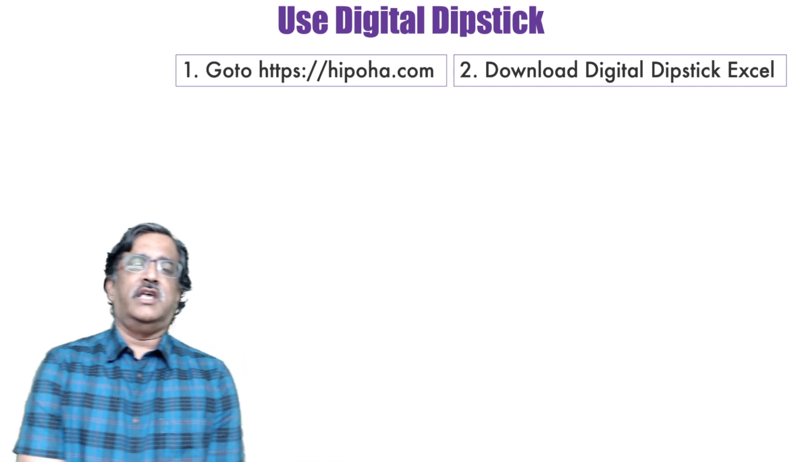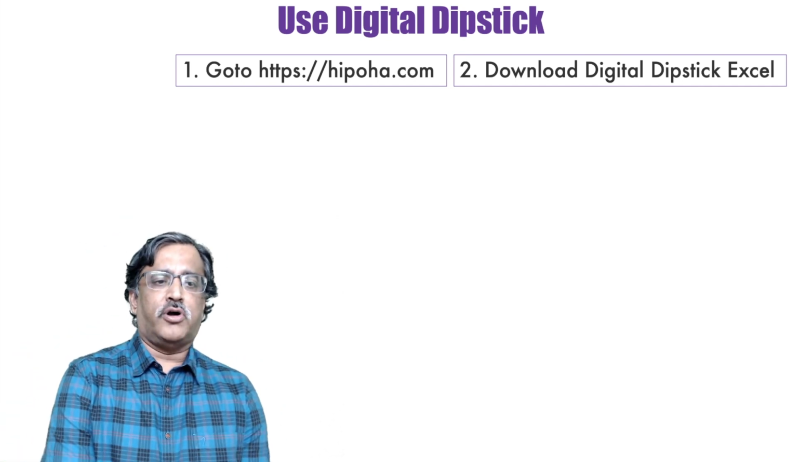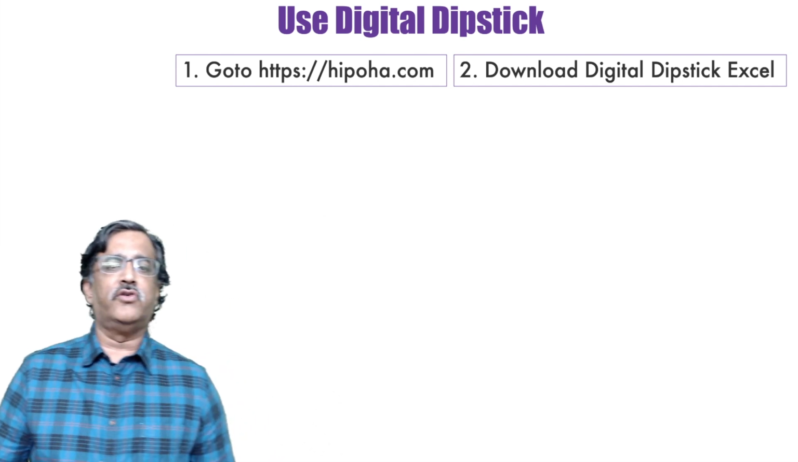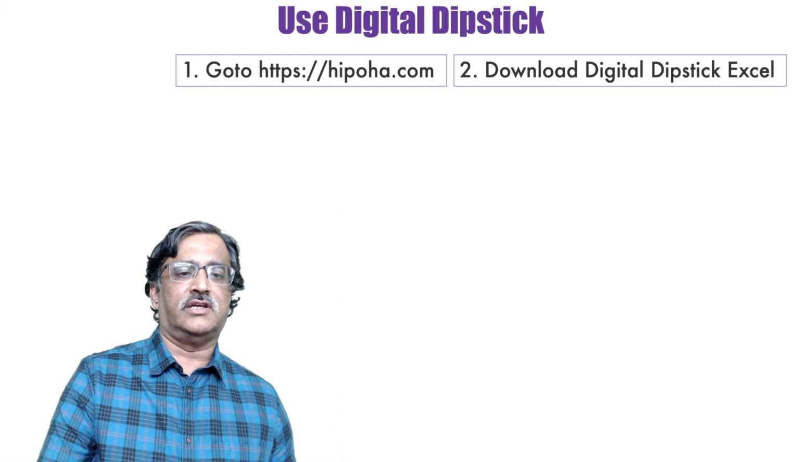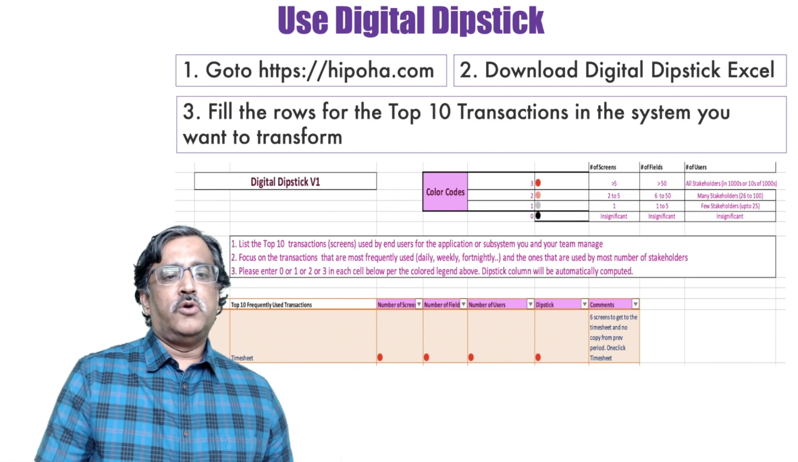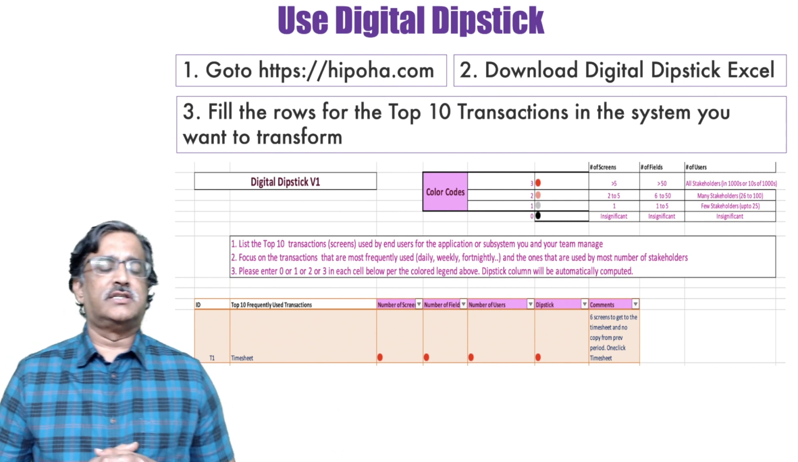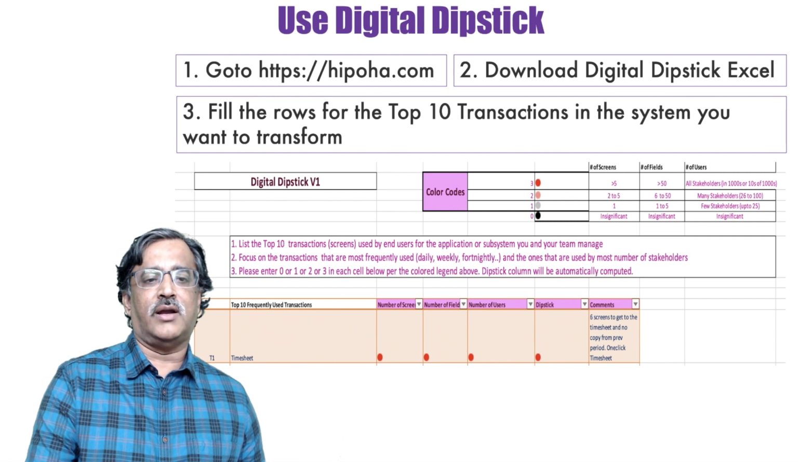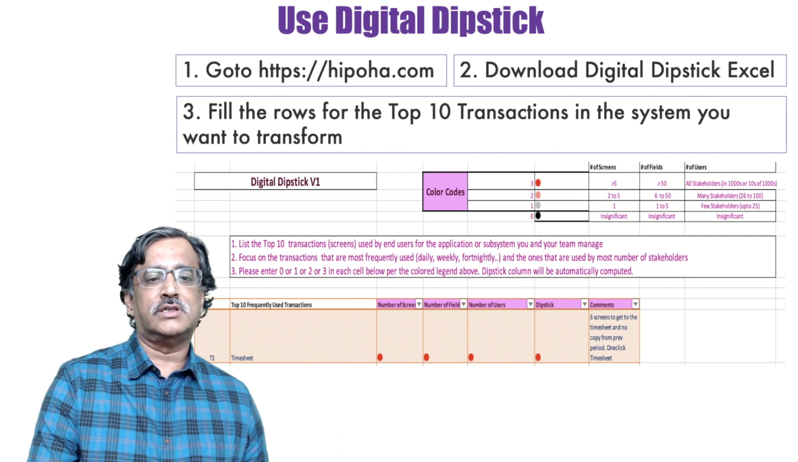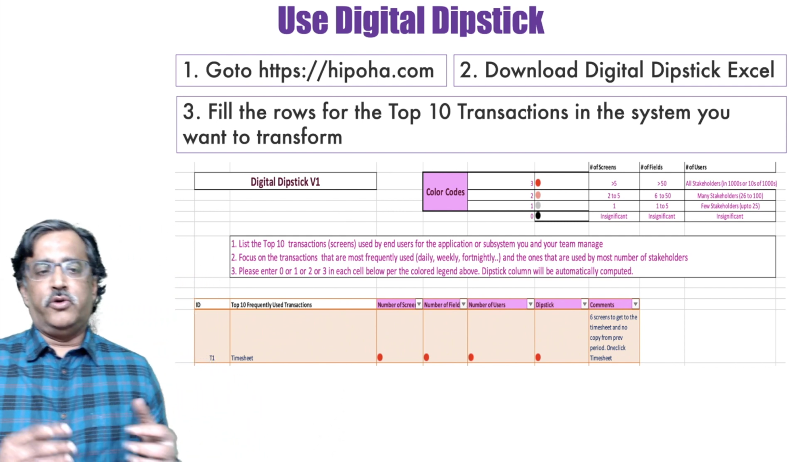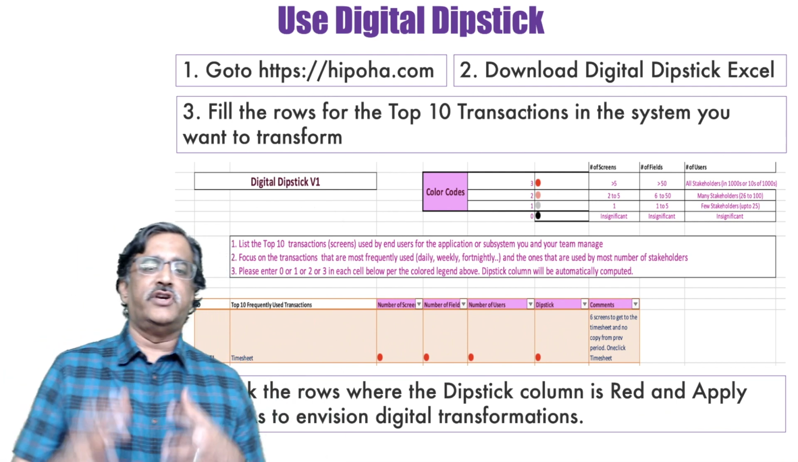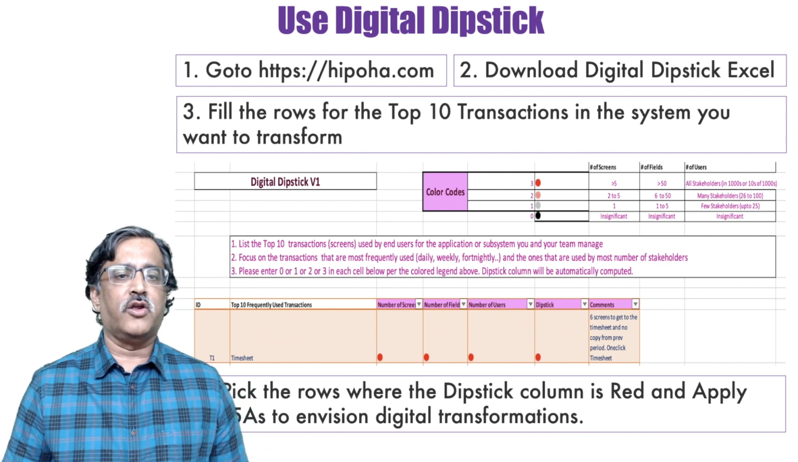Now, how can you do such a thing in your own system or process or functional area? You can go to the hypoha.com URL, which is our Menti resource site. You can download the digital Dipstick Excel. You can fill the rows for the top 10 transactions in the system that you want to transform. I have filled out the timesheet here. The columns are the number of screens, the number of fields, the number of users, and then it automatically computes the dipstick column. So if you just pick the rows that appear in red, you can now apply the 5 ways and envision your own digital transformations for the system that you are operating.